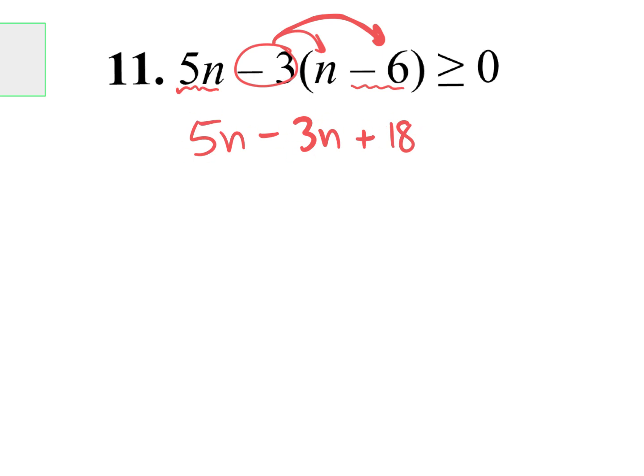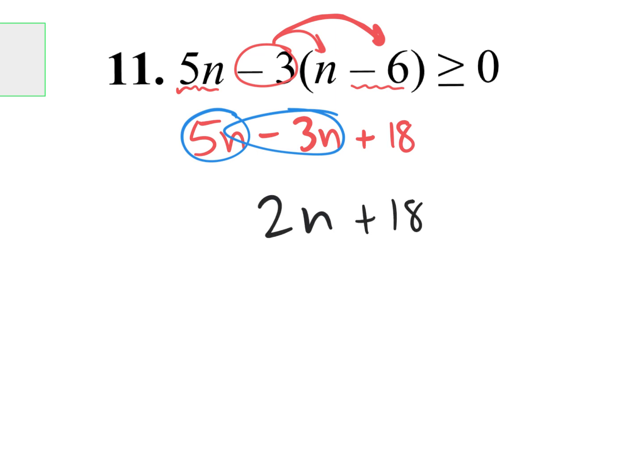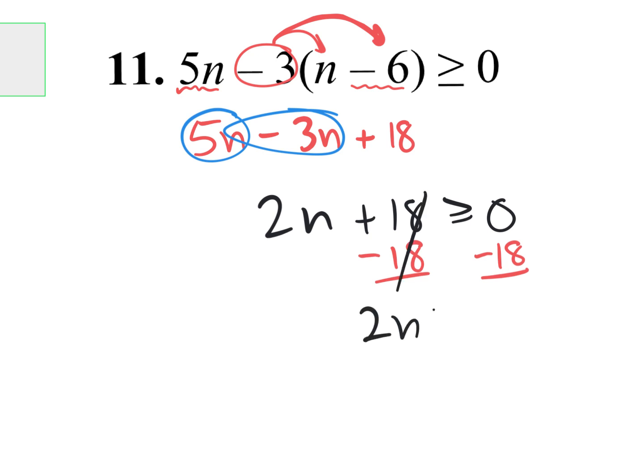So out of these 3 terms, I could combine the n's with the n's. So what is 5n take away 3n? That is 2n. Bring down the plus 18, bring down the inequality. We're 2 steps away from our answer. I need to get rid of that 18 by subtracting 18. What I do to one side, I do to the other side. Subtract 18. Rewrite what I have left. I have a 2n, that canceled out, is greater than or equal to negative 18.